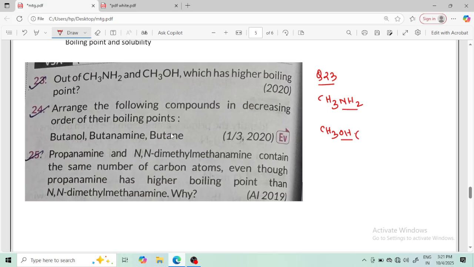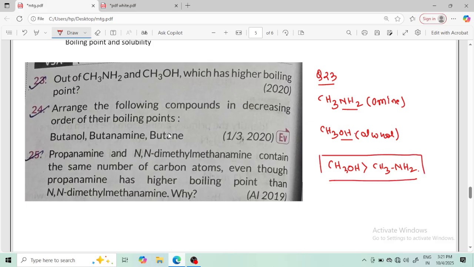So this is an alcohol, and that one is an amine. I know that alcohol always has higher boiling point than amine, so my answer is CH3OH will have higher boiling point than CH3NH2. You can write it as a statement also, like CH3OH will have higher boiling point. Alright, understood? So that's the answer: alcohol will have higher boiling point than amine.